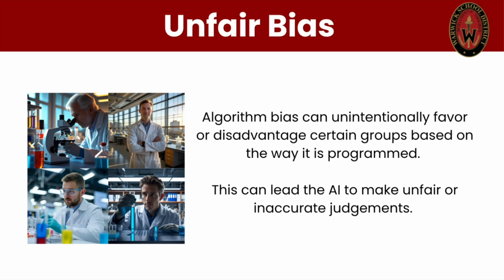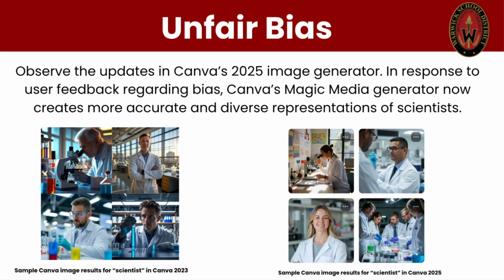AI is only as good as the data it's trained on. That means that bias can exist. As educators, we have to model how to question outputs, look for representation, and think critically about what AI produces. This is what bias can look like when using AI. Observe the updates in Canva's 2025 image generator. In response to user feedback regarding bias, Canva's Magic Media Generator now creates more accurate and diverse representations of scientists.